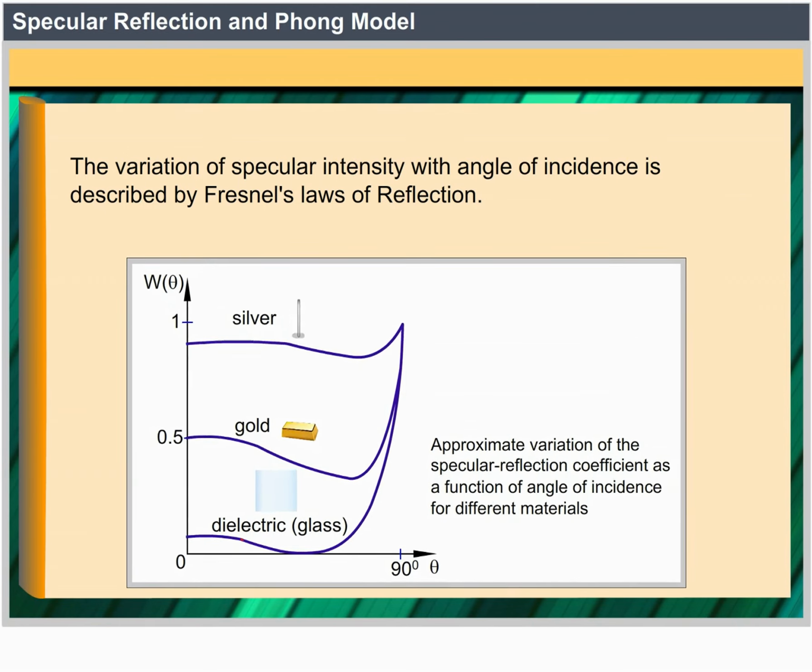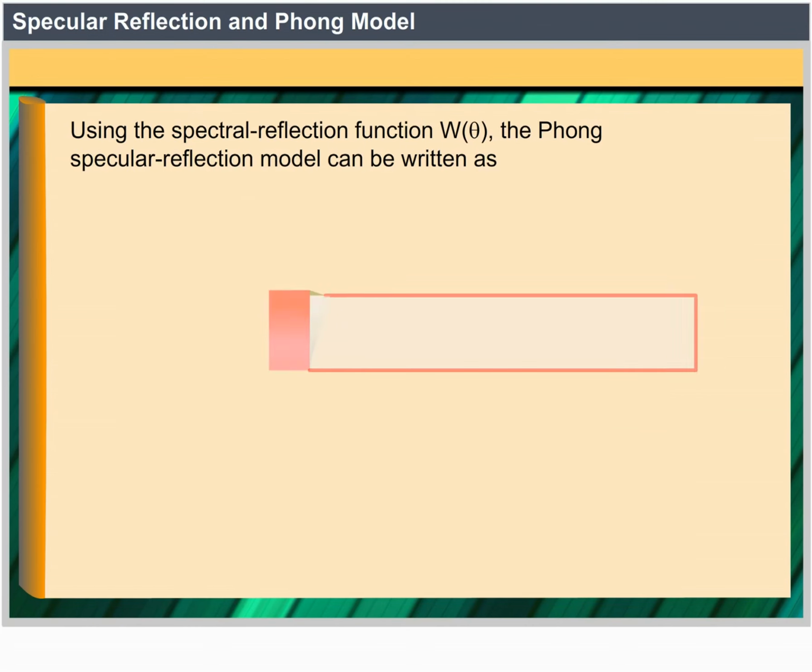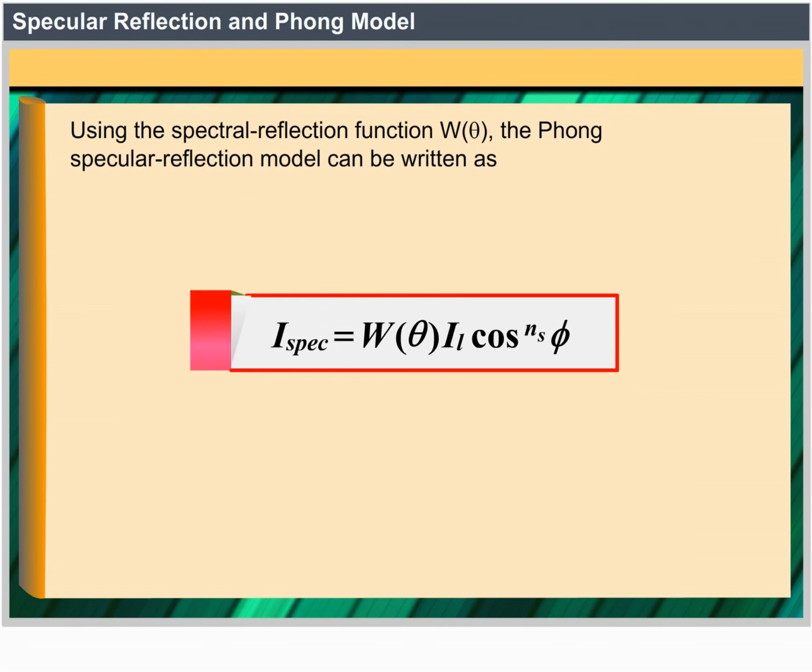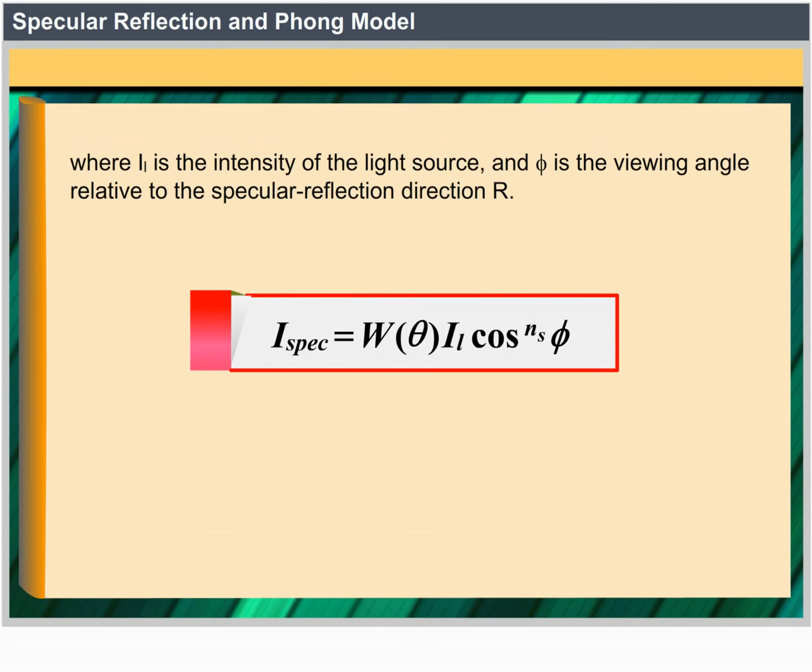Using the specular reflection function W(theta), we can write the Phong specular reflection model as I_spec equals W(theta) times I_L times cos^ns phi, where I_L is the intensity of the light source and phi is the viewing angle relative to the specular reflection direction R.